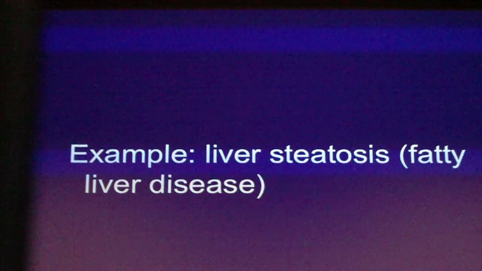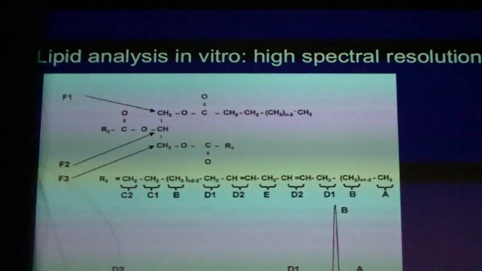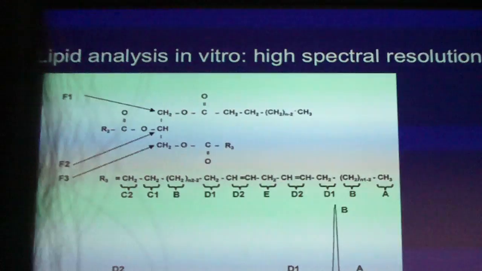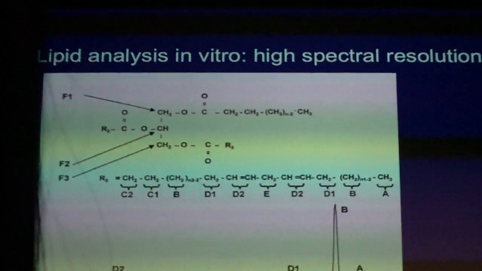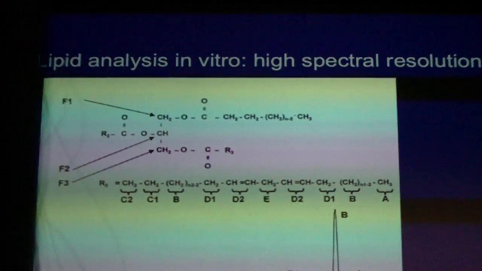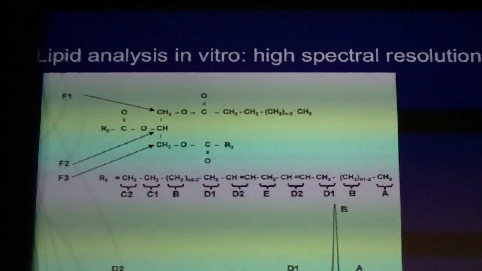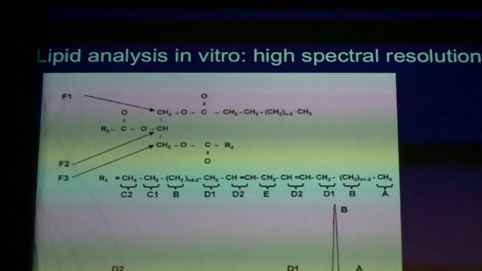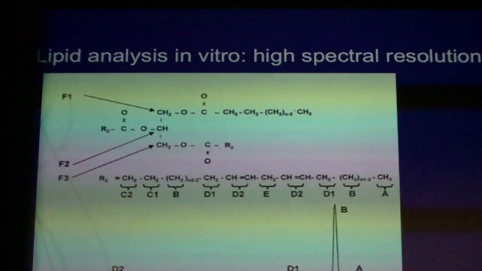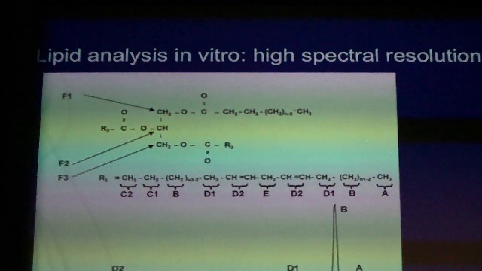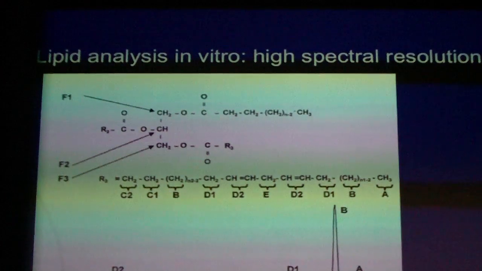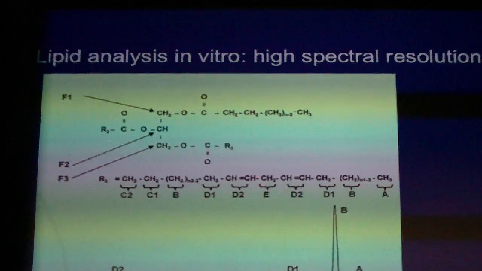Now another example is liver steatosis. So this is the accumulation of fat in the liver. Here you see a spectrum if you do NMR at high resolution. So in ex vivo, or just for chemical structures, you have very high resolution, and this is oil. So this is the spectrum basically of the fatty acid. You have here CH3 peaks, CH2 peaks, and different proton signals depending on the position in the fatty acid.